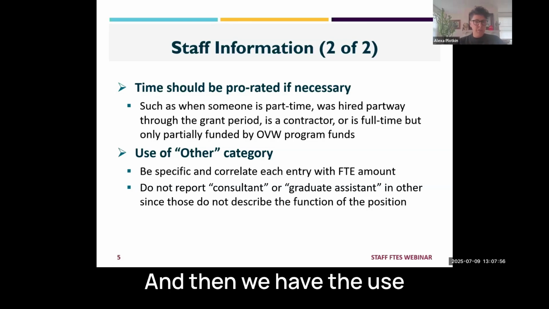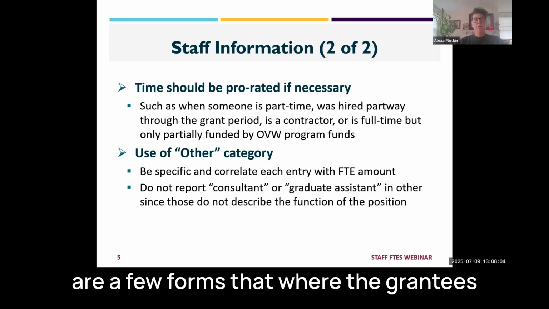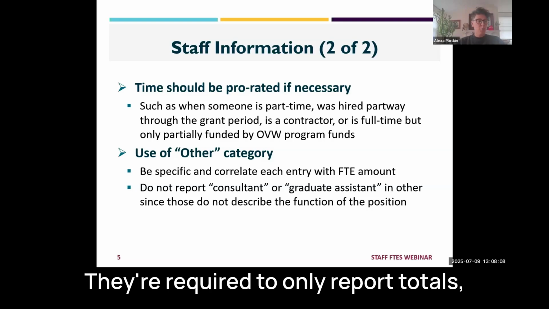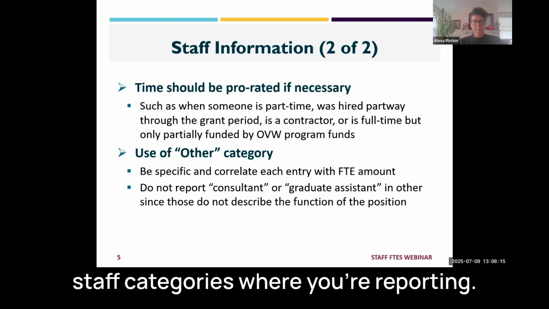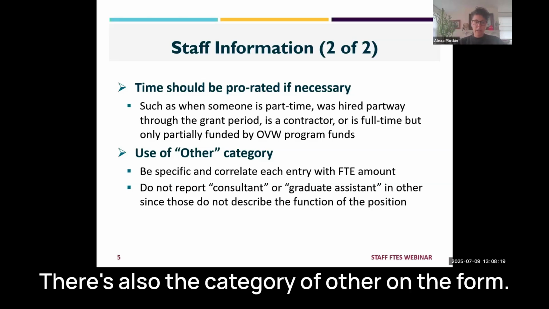And then we have the use of the other category. So most forms, I'll say not all, because there are a few forms where the grantees do not report individual staff categories. They're required to only report totals. But on the forms that have individual staff categories, where you're reporting numbers for a counselor or a victim advocate, there's also the category of other on the form.